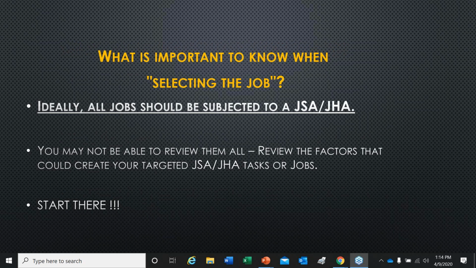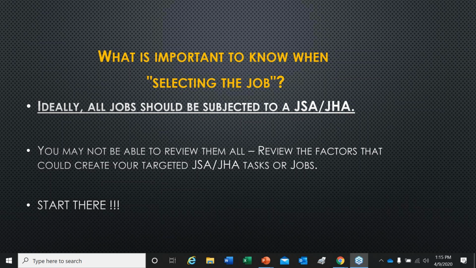What's important to know when you're selecting the job? Well, ideally, all jobs should be subjected to a JSA, JHA. That's the ideal state. You're probably not going to do that. There's too many jobs that you've got, and when I said that, you're probably sitting there going, "Oh my God, is he crazy?" Well, no, but that's what the regulators will be looking at, because they just might happen to pick a job that you don't have done.